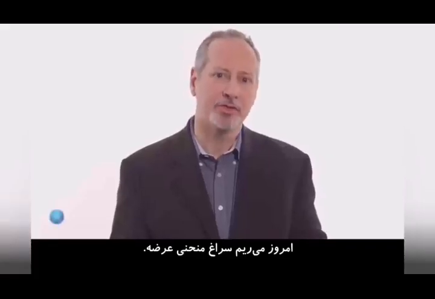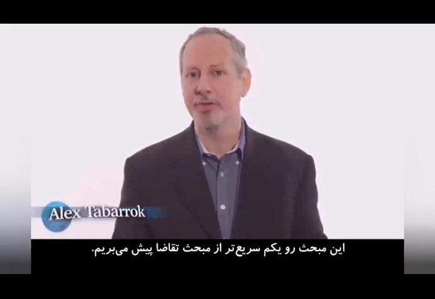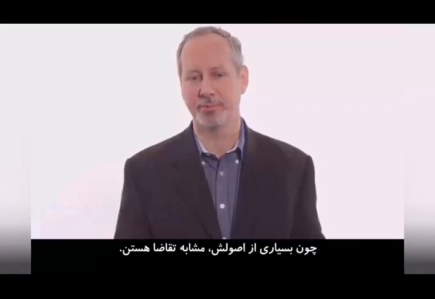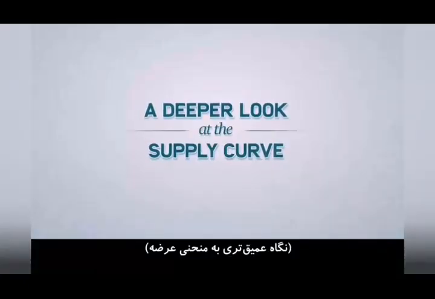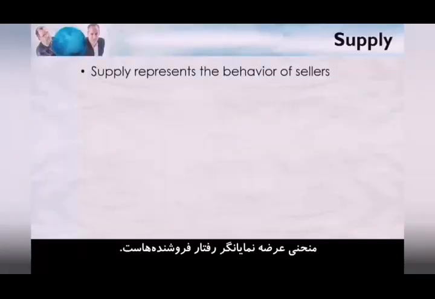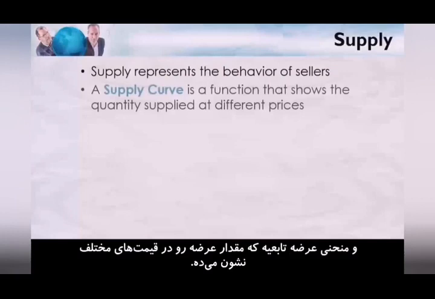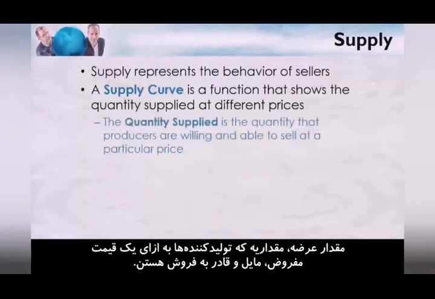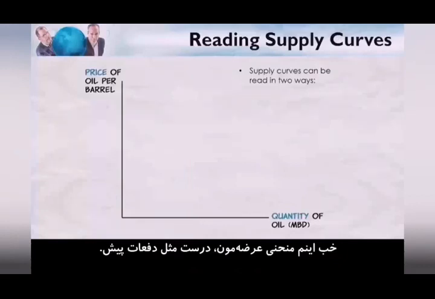Today we turn to look at the supply curve. I'm going to move through this material a little bit more quickly than through demand because many of the ideas are similar. The supply curve represents the behavior of sellers, and a supply curve is a function that shows the quantity supplied at different prices. The quantity supplied is the quantity that producers are willing and able to sell at a particular price. Okay, here comes our supply curve just as before.